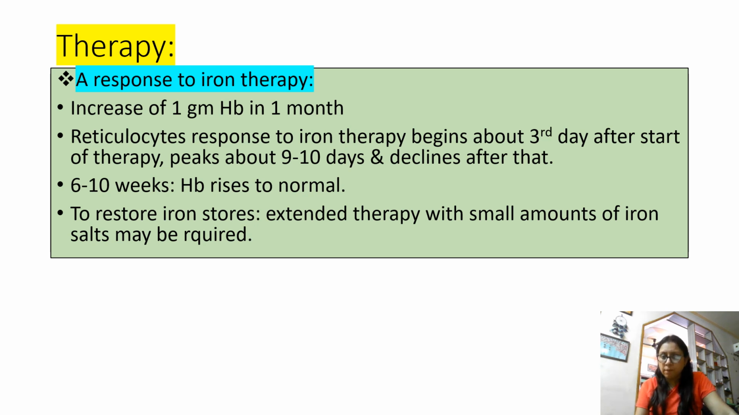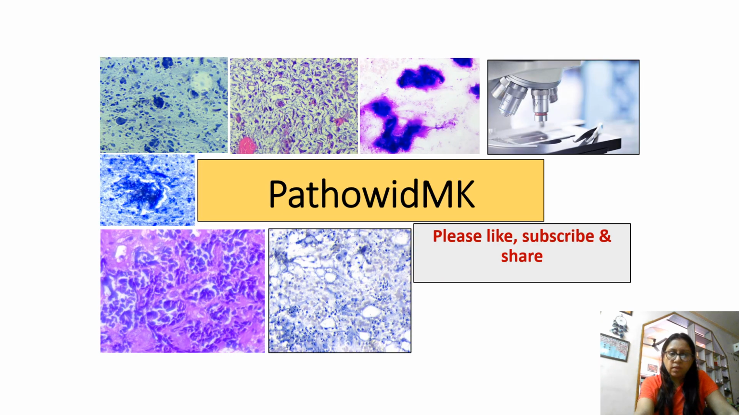But will you stop it after hemoglobin rises to normal? No. You have to restore the iron store also. Fine. So we have to give an extended therapy with small amount of iron salt, which may be required sometime. So this was all about our iron deficiency anemia, and gradually when I'll be covering the other different types of anemia, if any point is missed out here, I shall be discussing that also. And next class I'll discuss about iron metabolism.